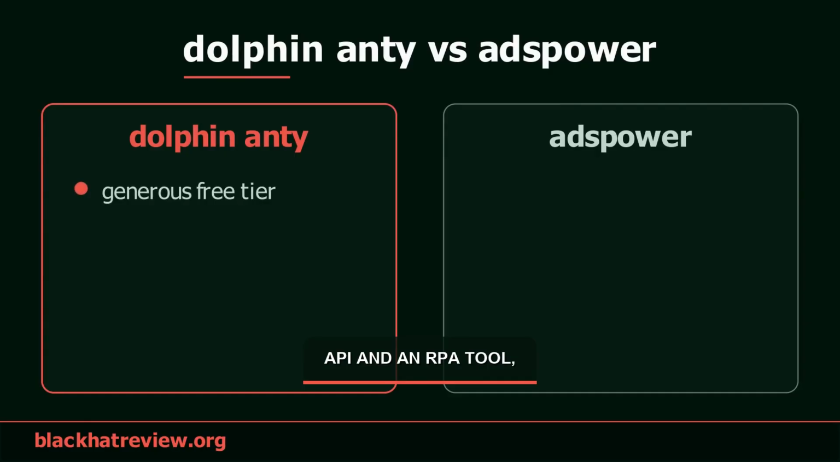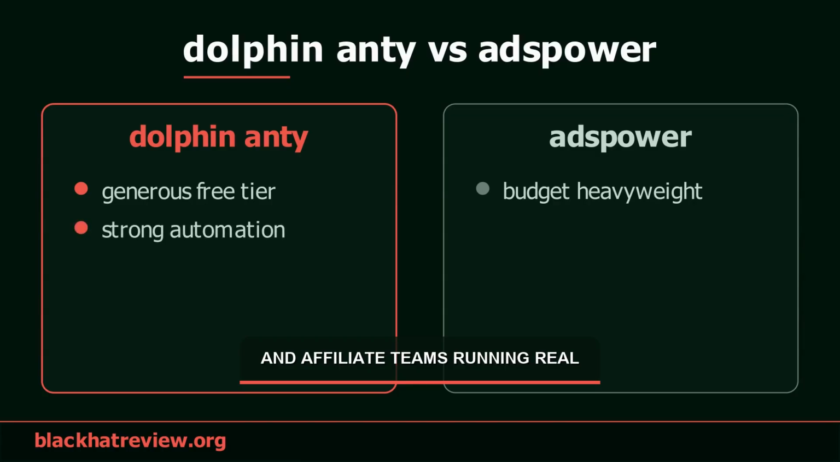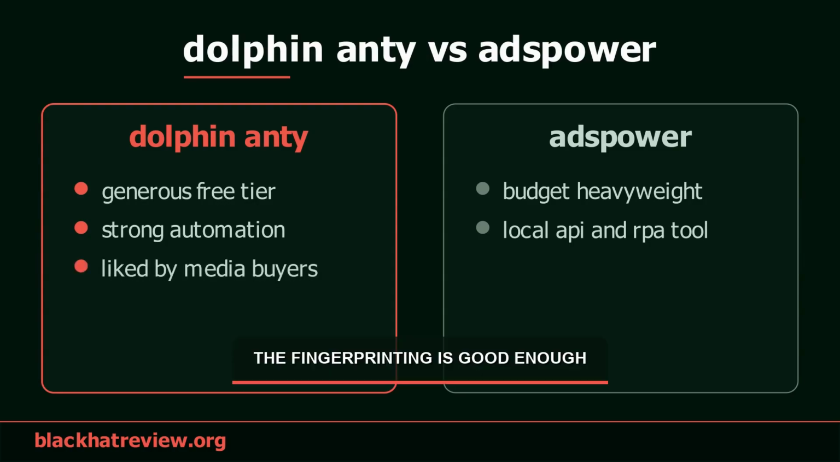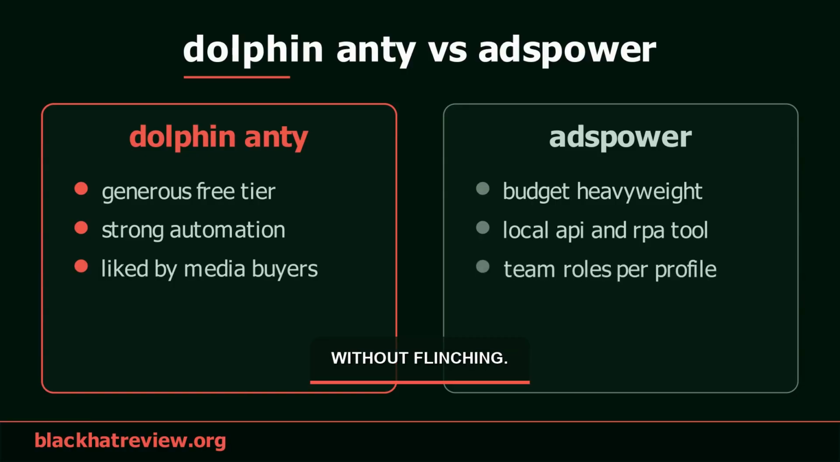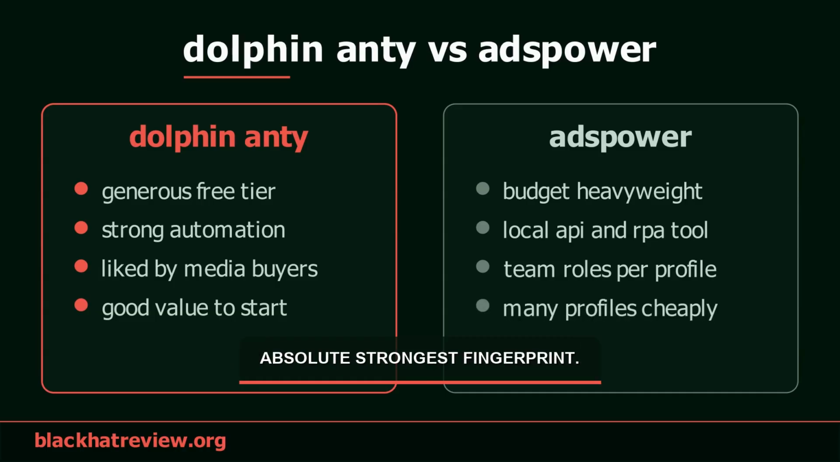It ships a local API and an RPA tool, so you can drive profiles from your own scripts and build flows without writing much code, which is why e-com and affiliate teams running real volume lean on it. It also has team roles, so you can hand staff access to specific profiles without giving away the whole account. The fingerprinting is good enough for a lot of use cases, and the price means people run dozens of profiles without flinching. AdsPower is the pick when you need many profiles cheaply and you care more about volume and automation than about having the absolute strongest fingerprints.